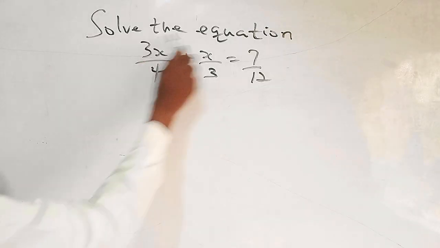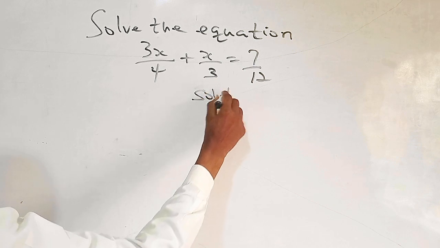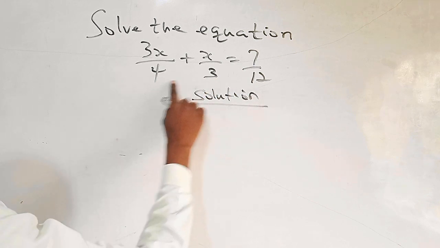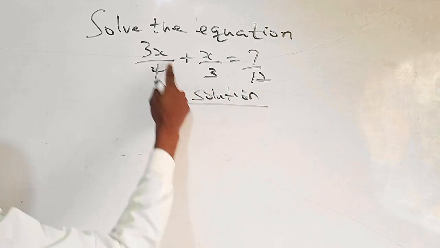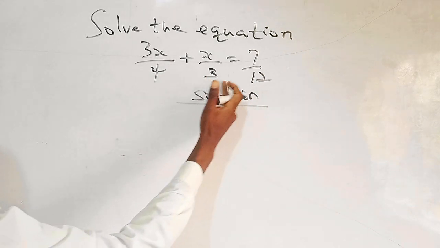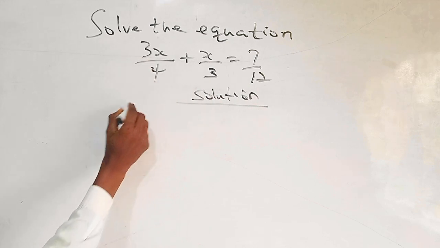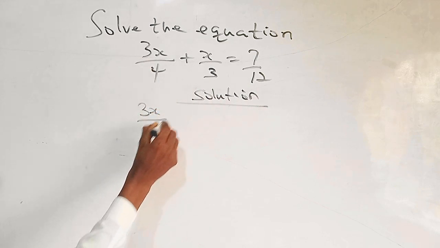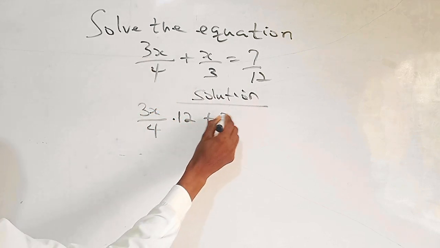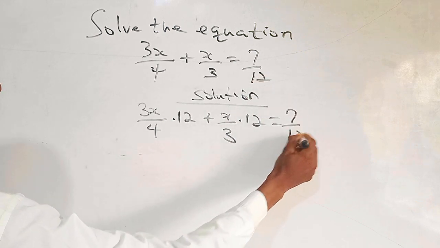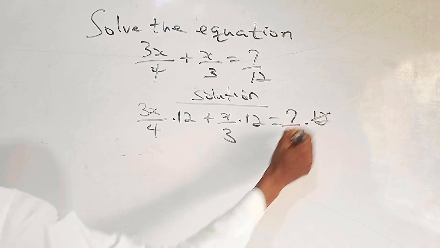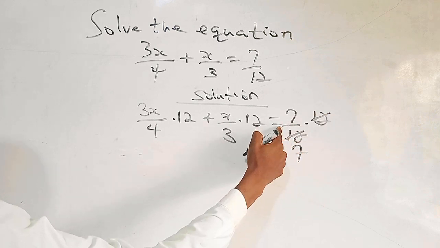Let's say you solve the equation. So we can easily look for the LCM of everything here. That is 12. So multiply each side of the equation by 12. We have 3x over 4 times 12 plus x over 3 times 12 equals 7 over 12 times 12. This can easily go. We have 7 left here.